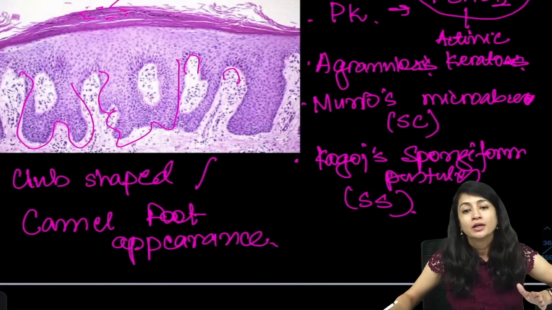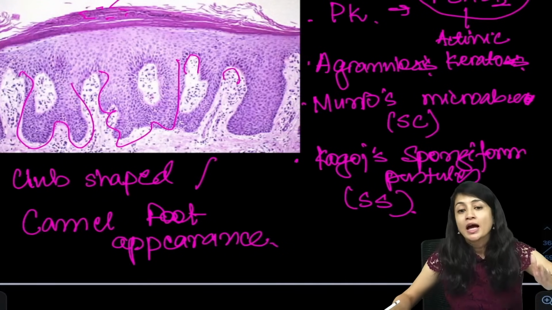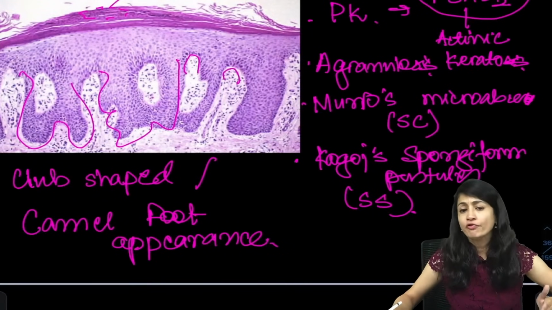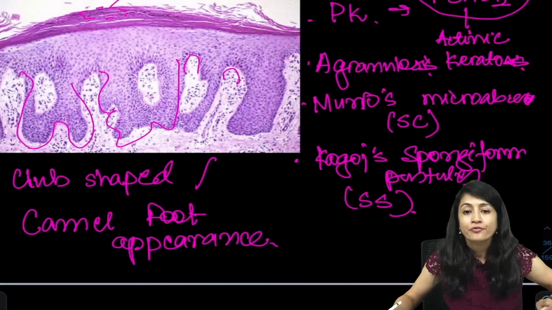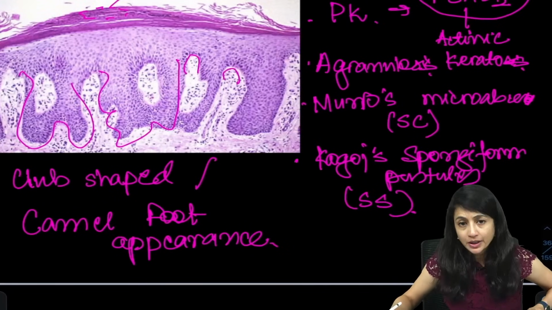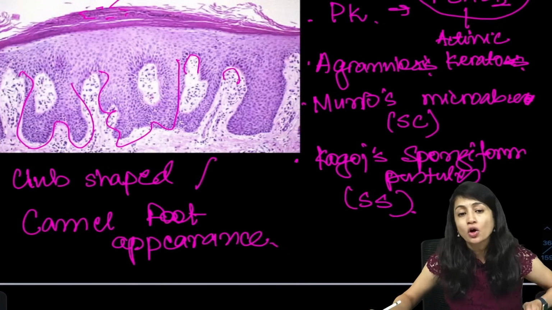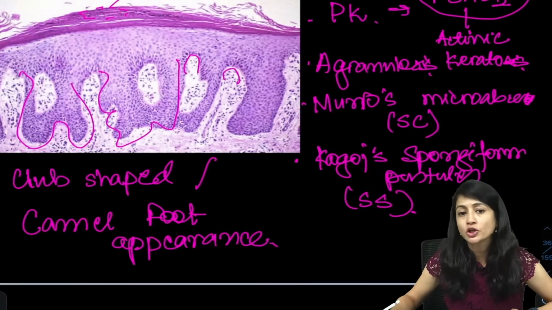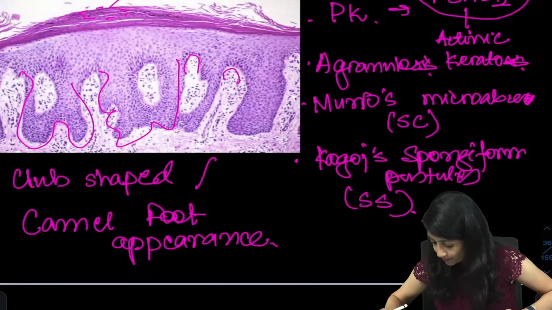Wedge shaped hypergranulosis and sawtooth rete ridges. Where do you see them? Wedge shaped hypergranulosis and sawtooth rete ridges, where do you see them? Another question.